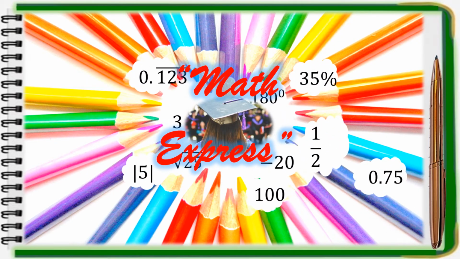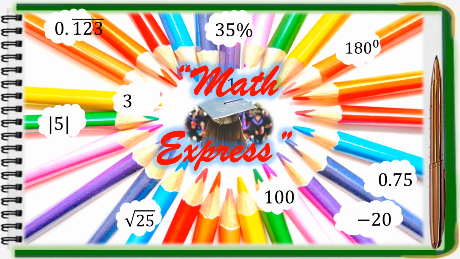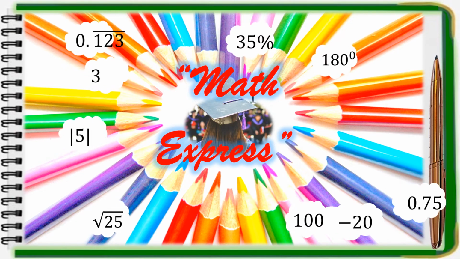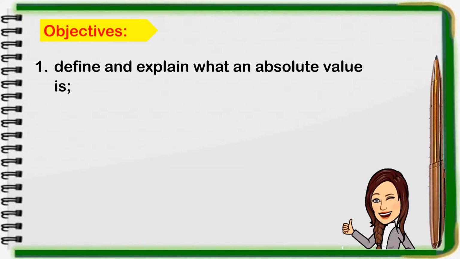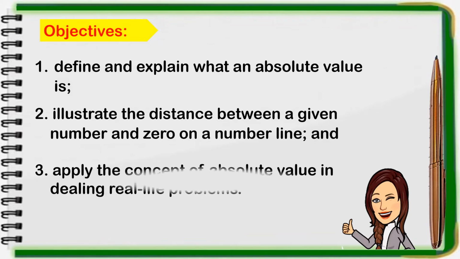In this video, we are going to learn about absolute value of a number. And here are the objectives. Number 1, define and explain what an absolute value is. Number 2, illustrate the distance between a given number and 0 on a number line. And number 3, apply the concepts of absolute value in dealing real-life problems. Okay, so these are our objectives.